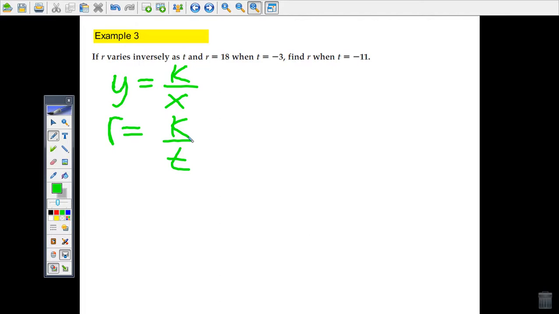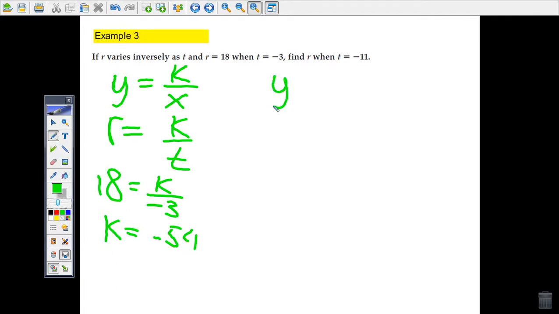So now I have to find k. So I plug it all in. 18 equals k over negative 3. Find the value for k. Negative 54. And then you have to find r when t is negative 11.